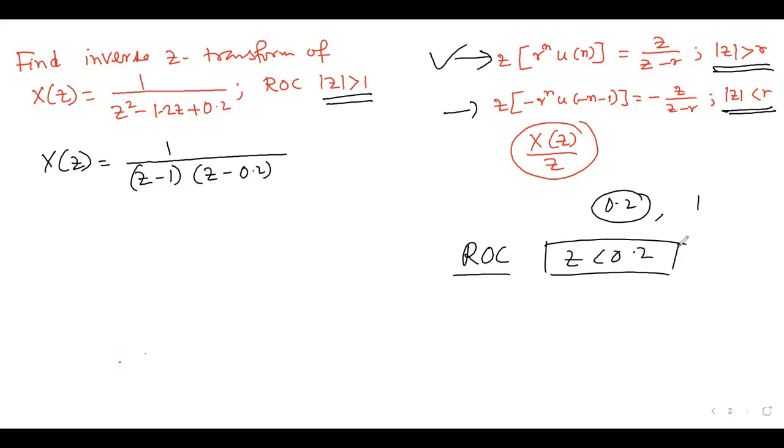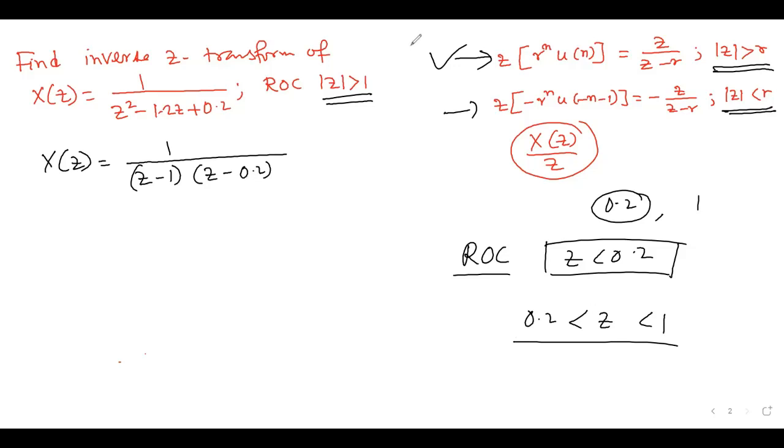Now in the problem, if it is given ROC is less than 0.2, then what would happen? If ROC is less than 0.2, that means both are the negative signal, left hand side. But if in the problem it is given 0.2 less than z less than 1, then what do you do? So z minus 1 will be considered as a left signal and z minus 0.2 will be considered as a right signal.